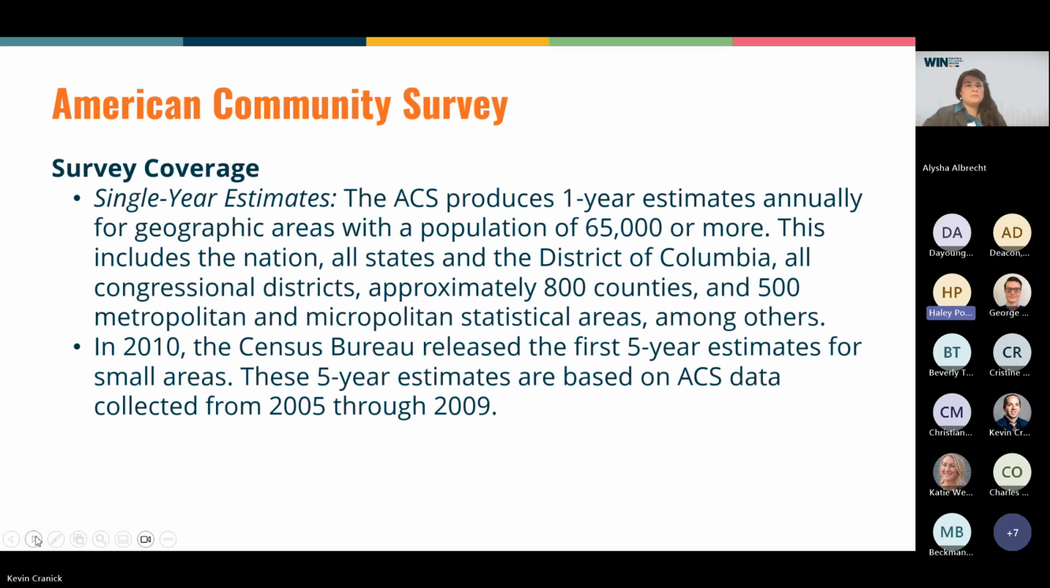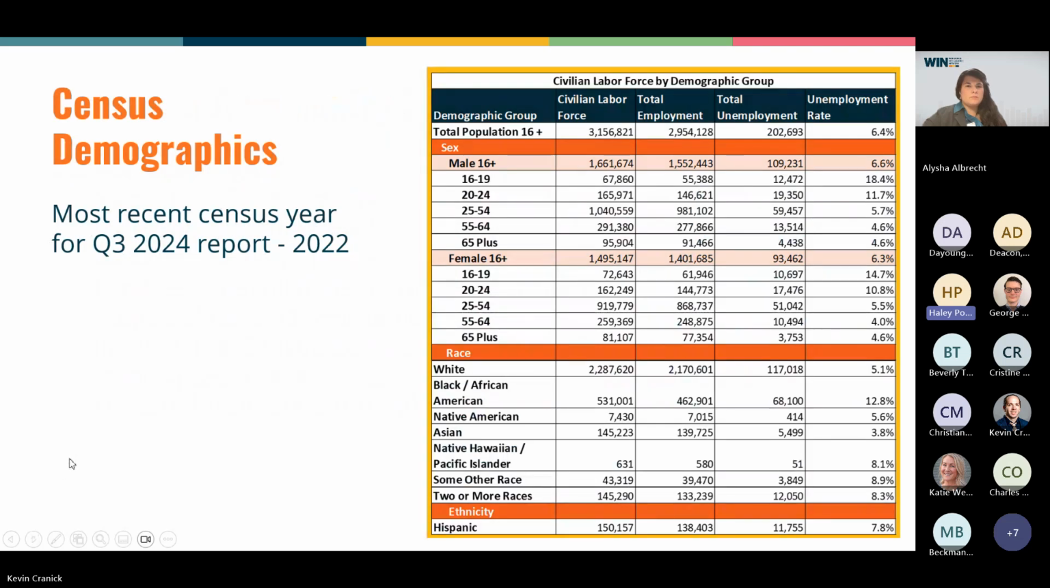So again, this is just the differences between the census and the American Community Survey. Because we do use data every year, most of this information we pull is the American Community Survey data, but it can all be found on census.gov. So this kind of explains the different data pulls from there. And the next slide is how we use that information. Go ahead, Kevin.